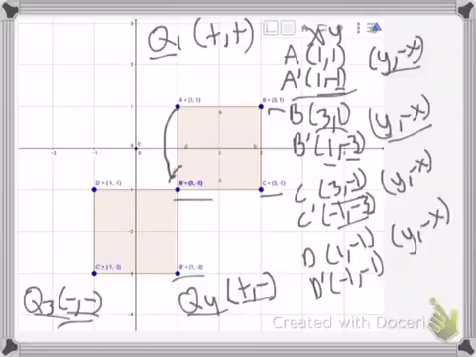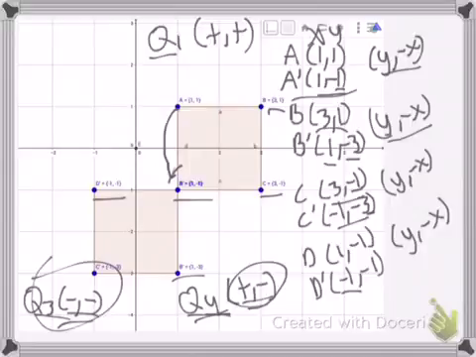D was 1, negative 1, and it was also in quadrant 4, which is positive, negative. So it's going to go to quadrant 3, and D is going to move over there. It's a 90 degree clockwise turn. And we know this becomes negative, negative because it goes to quadrant 3. So you're going to swap them, X and Y, and you'll have a negative 1, negative 1, because we know our Y value was originally negative.